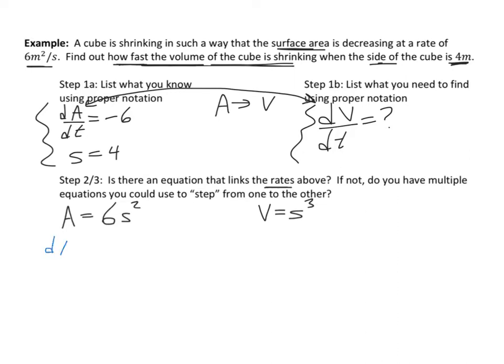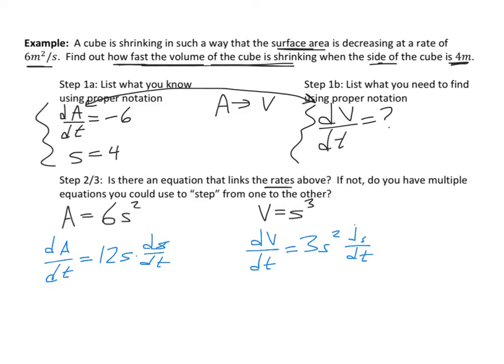So this is going to give me dA/dt equals 12s ds/dt. And I might as well take the derivative of the volume at the same time. This is going to be dV/dt equals 3s squared ds/dt. And again, I just want to make sure that you see the strategy here. We want to find dV/dt. I know what s is, but I don't know what ds/dt is. So I'm going to find ds/dt. I'm going to find this rate by thinking about this rate equation over here.